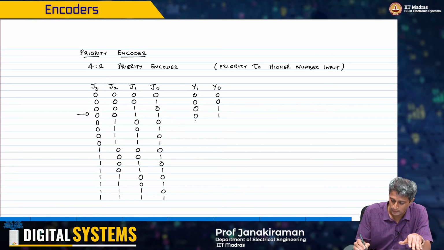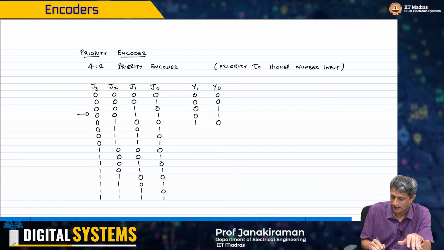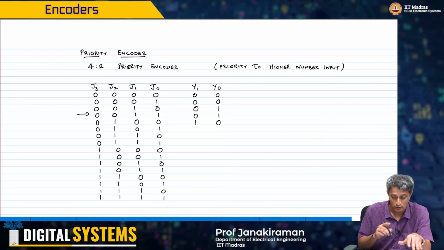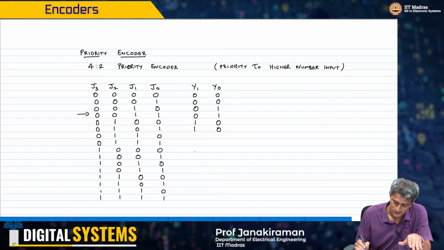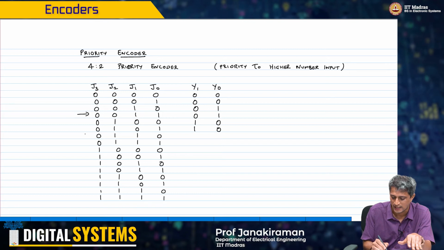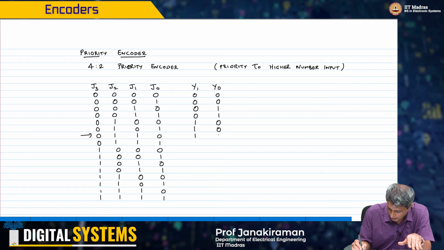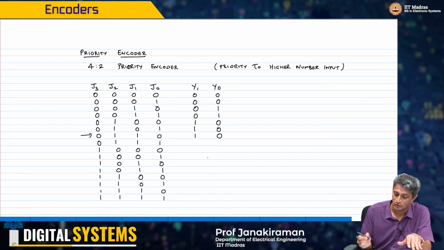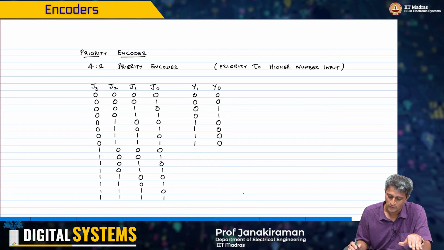Now we are coming to 2, so this will become 1 0, and now again 1 0 1. J2 is high, J0 does not matter, so the output is 0 1 0 like this. Then again J2, J1 is high in this case, and therefore it doesn't matter, it's still this. Now J2 J1 J0 is high, still it doesn't matter, this is the output.